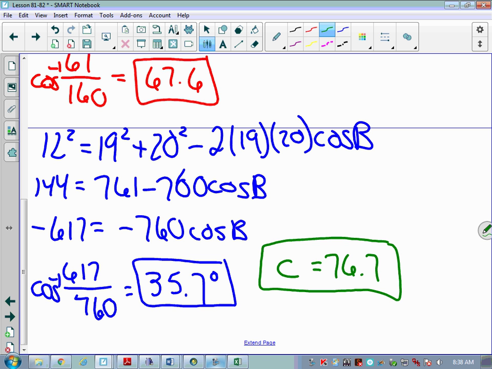So that would be the longest type of question you'd have to do, where you have all sides and no angles. Is that one of those questions that should be on the test? Shouldn't be. So that won't be on the test.